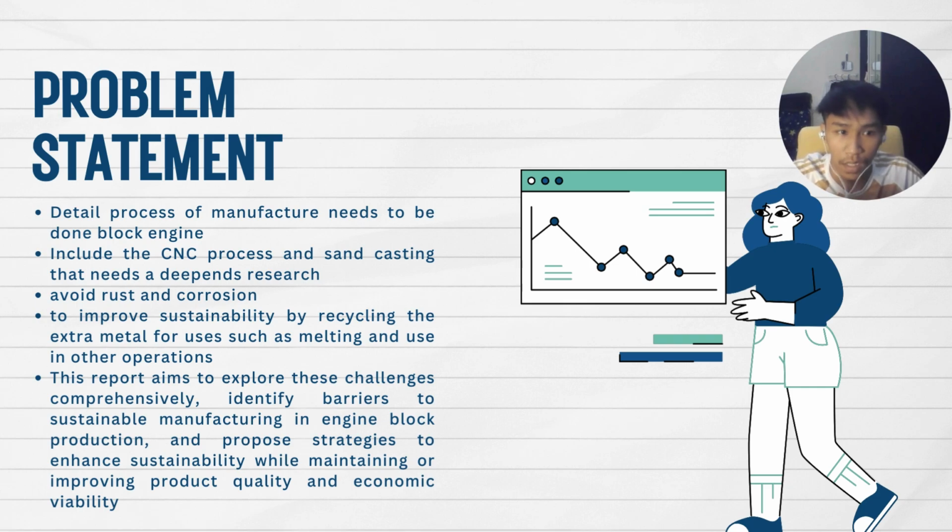The initiative highlights casting, CNC machining and finishing as the three crucial manufacturing processes in the context of sustainability growth. Steps are done to improve sustainability by recycling the extra metal, such as melting it and using it in other operations.